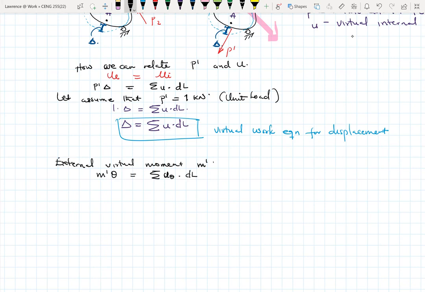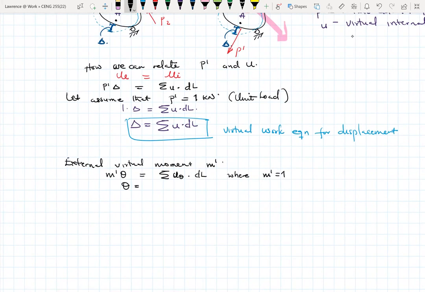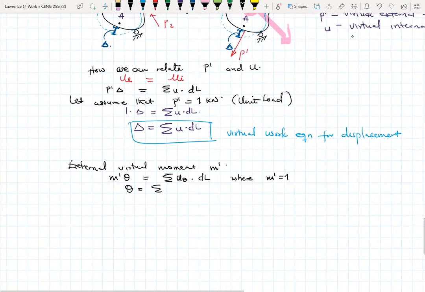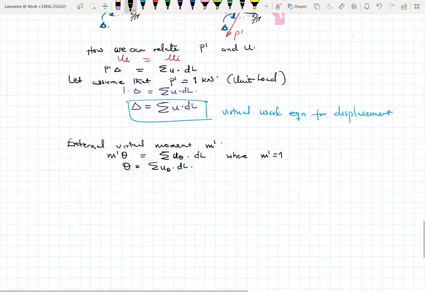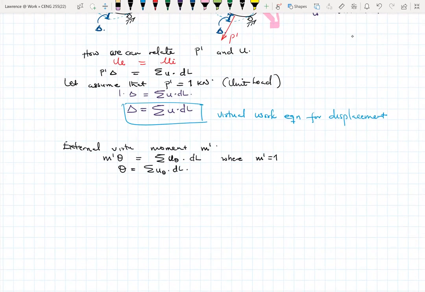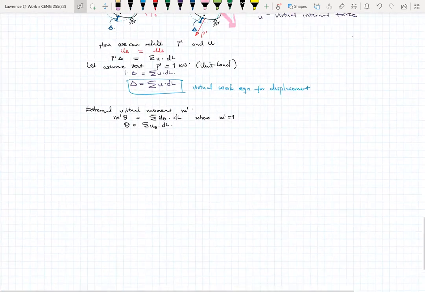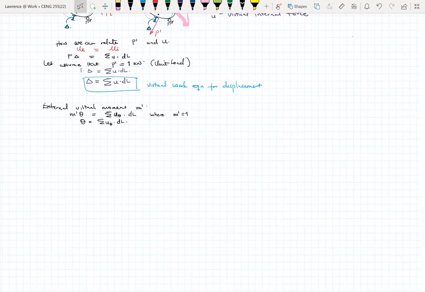So here, if our m prime is given as 1 kilonewton meter, then our rotation theta can easily be found using u theta dot dl. So for now, things look a bit off. Let's quickly, we have about 5 minutes. I'll just write something, then we can continue next week.